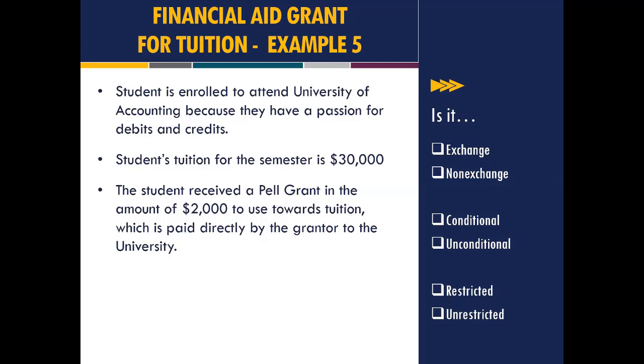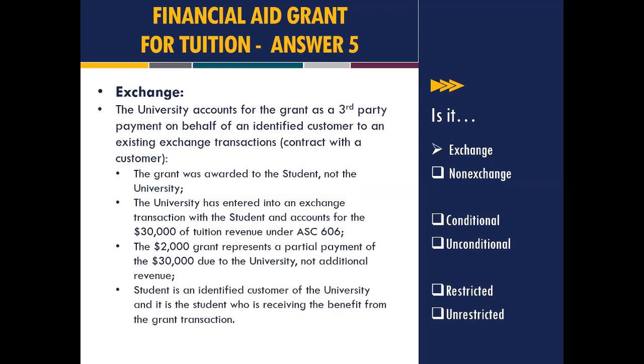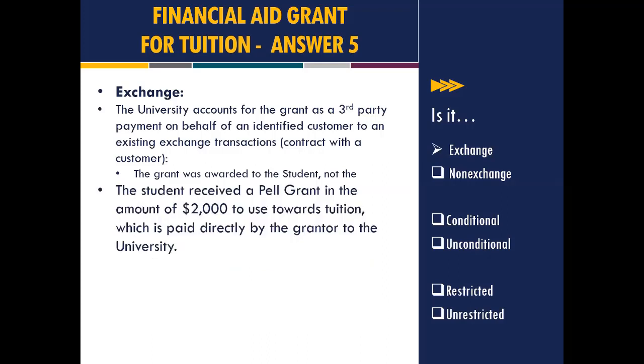The student's tuition for the semester is actually $30,000, and the student received a Pell Grant in the amount of $2,000 to use towards their tuition, which is going to be paid directly by the grantor to the university. So as we look at this, we do have an exchange transaction, and that transaction is between the student and the university. So the university is going to account for that grant, though, as a third-party payment on behalf of that student to an existing exchange transaction.